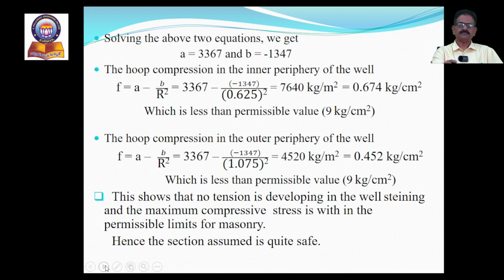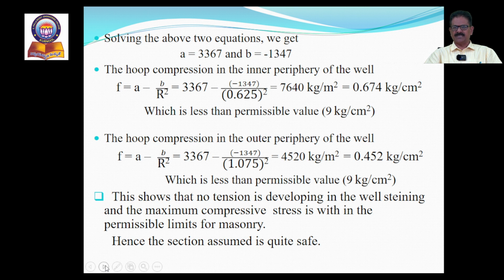See here, in case of inner periphery, the f is equal to A minus B by r square. So therefore, which is equal to A is 3367 minus B is minus 1347 divided by r square, 0.625 whole square, which would be 7640 kg per meter square. Of course we can convert into kg per centimeter square for our convenience, which is equal to 0.674 kg per centimeter square. Why are we expressing this?